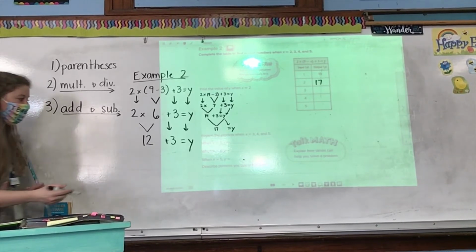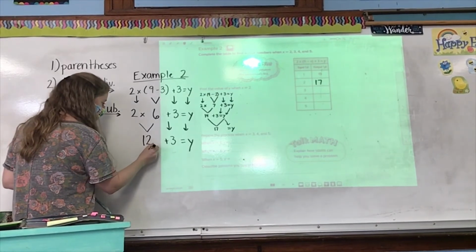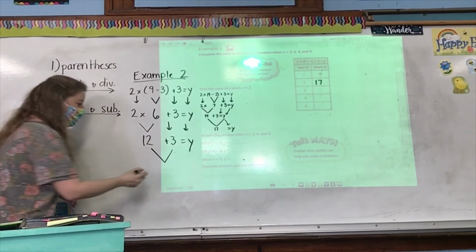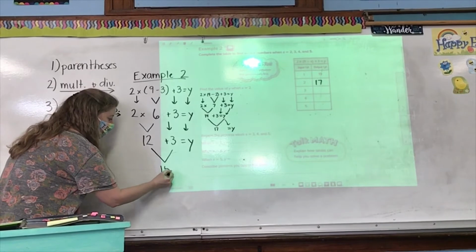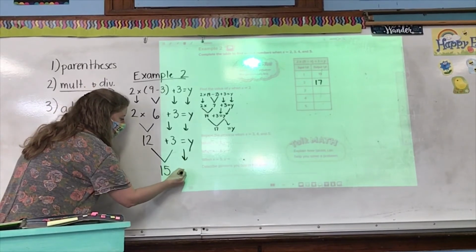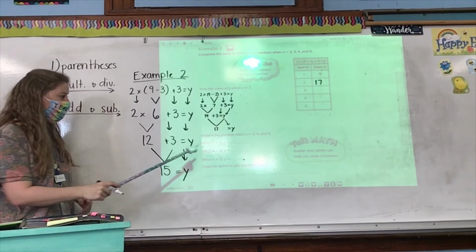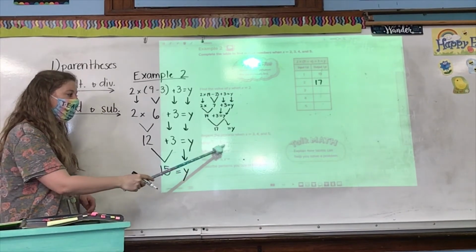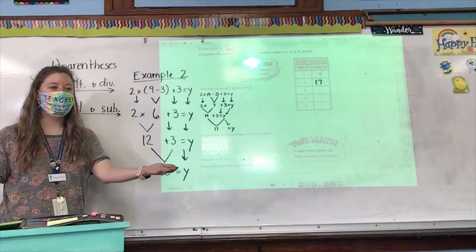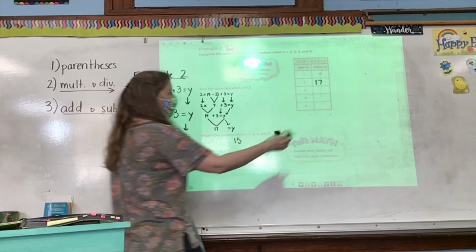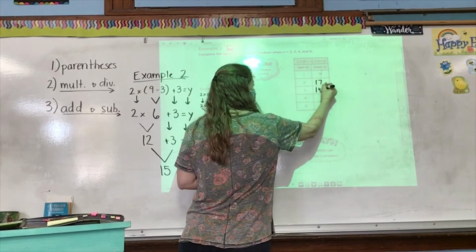We have addition. Take a second. Class, 12 plus 3 is? 15. Bring down equals y. We have nothing else to solve. So when x equals 3, y equals? 15. And let's also put it in our table.